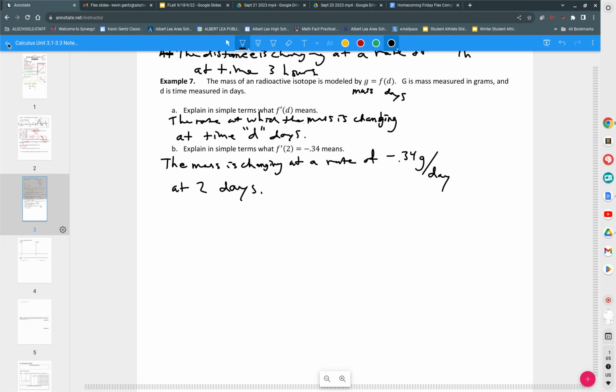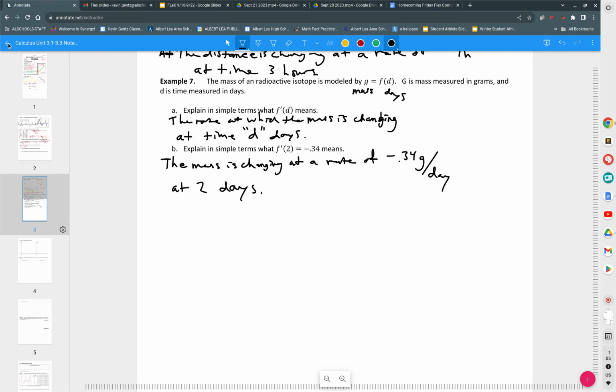I should see the mass is changing at a rate of negative 0.34 grams per day at 2 days. If you chose to say the mass is decreasing at a rate of 0.34, okay, if you want to say it's decreasing, that's just fine. That means you used up your negative, right? So that's kind of the language.